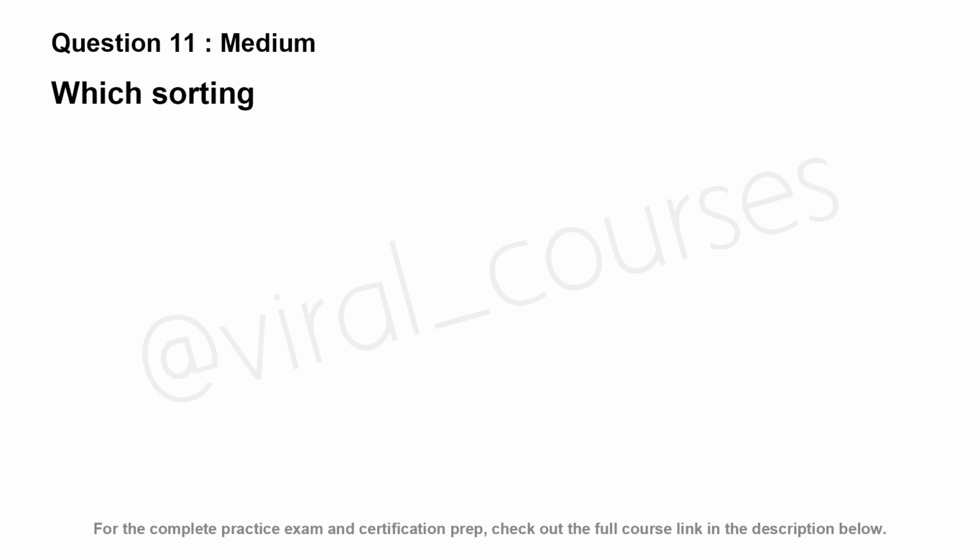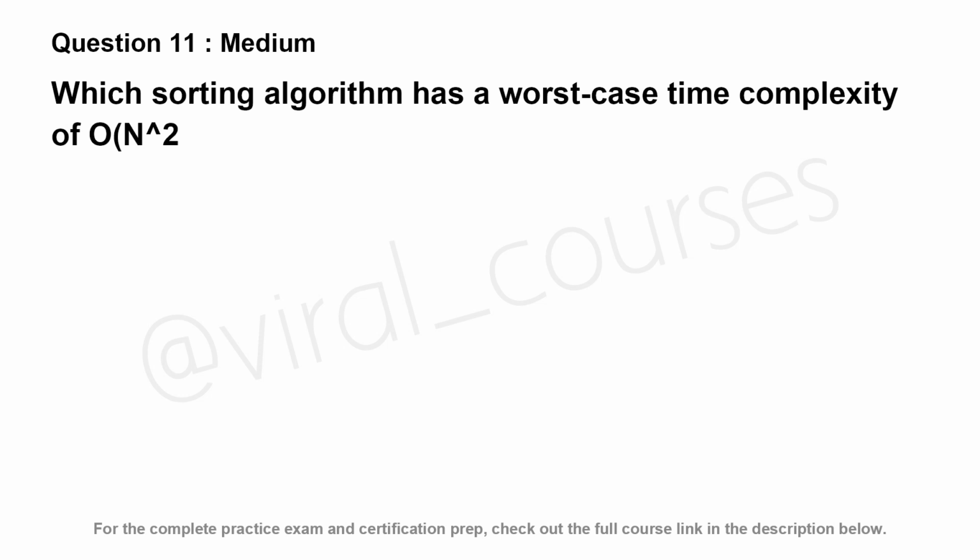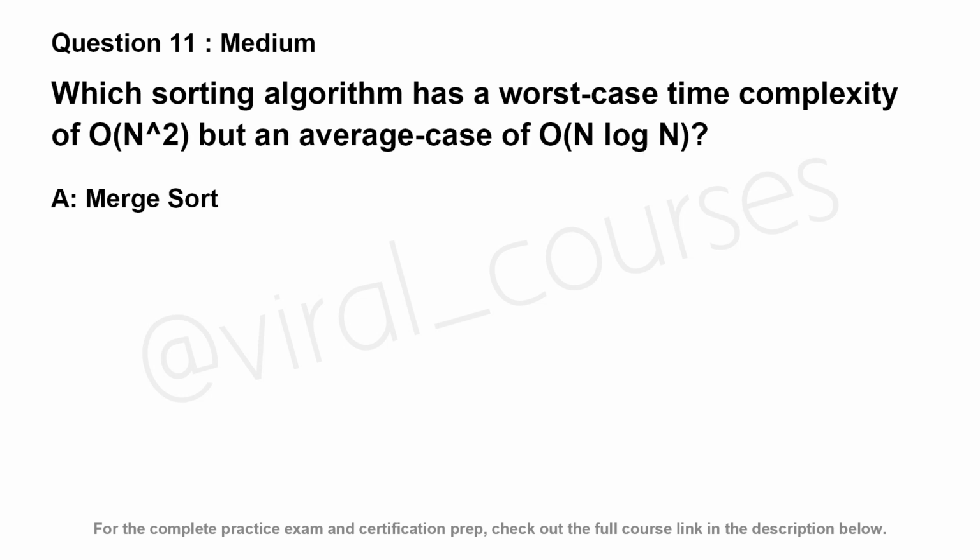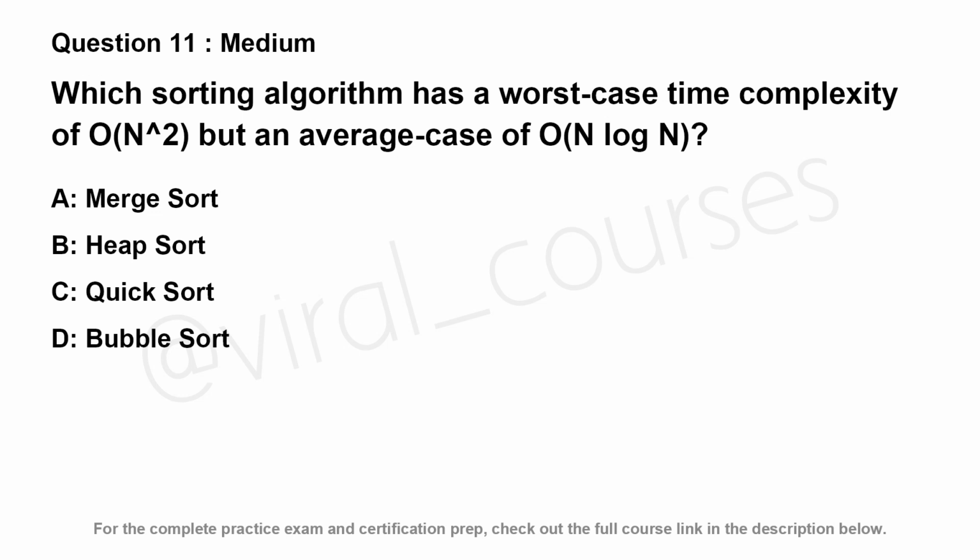Which sorting algorithm has a worst case time complexity of O(n squared), but an average case of O(n log n)? Option A, merge sort. Option B, heap sort. Option C, quick sort. Option D, bubble sort.